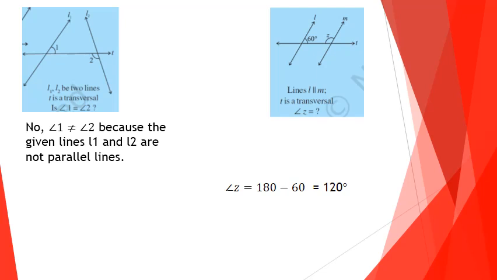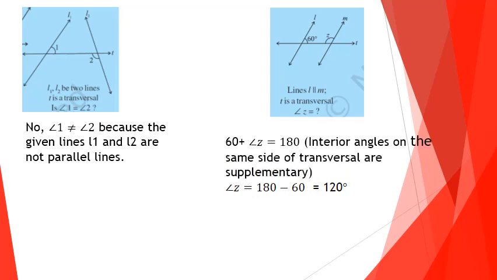Next question, given L parallel to M, T is a transversal. What about angle z? Look at the figure. Interior angles are given. Both interior angles lie on the same side of the transversal. So children, which property can you use here? Yes, interior angles on the same side of the transversal are supplementary. So we can write 60 degree plus z equal to 180 degree. Therefore, z equal to 180 minus 60, that is equal to 120 degree.